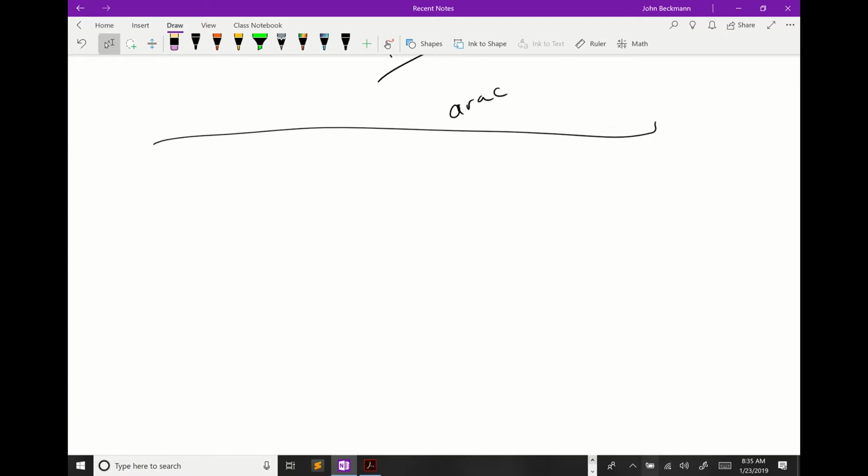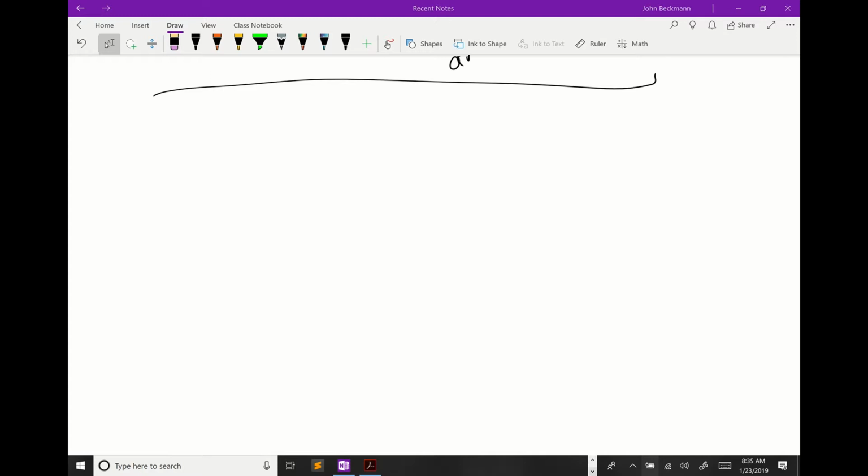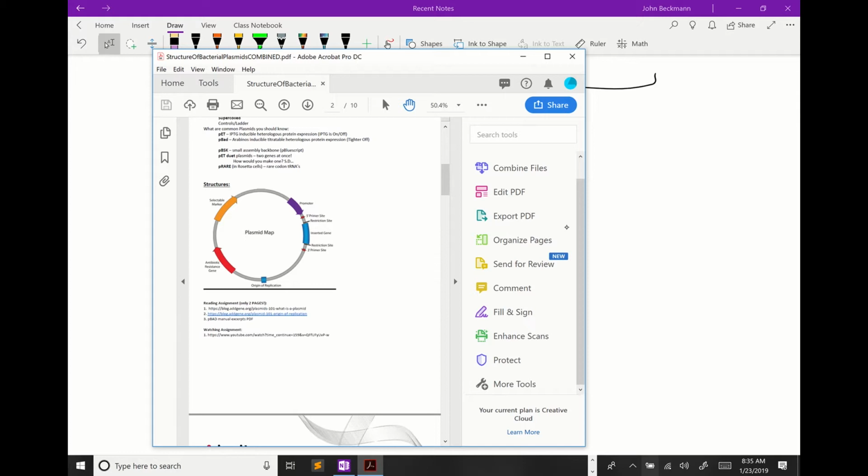Okay, let's look at, how much time do I have? Let's look at, okay, so here's a general plasmid map. You'll see a selectable marker. I'm teaching you what you always find on a plasmid.